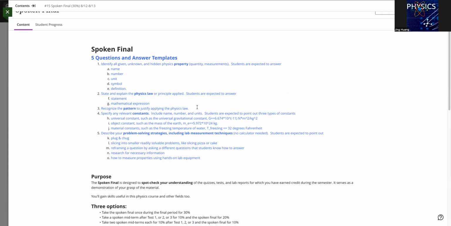I really need to point out for lab questions, for every experiment, you're expected to understand how to measure the quantities or properties and with what lab equipment. So you need to know the exact name of the lab equipment. For example, if you use an electronic scale, you need to know that's called the electronic scale, and do not call it a balance.